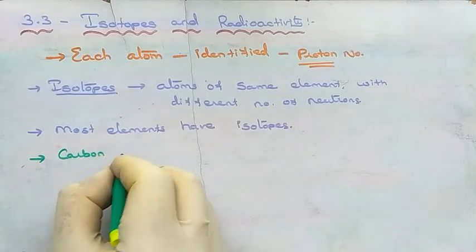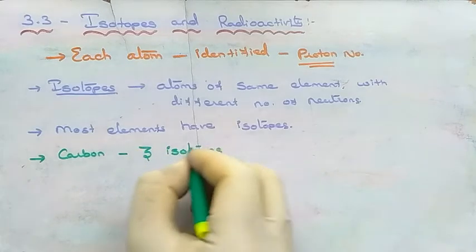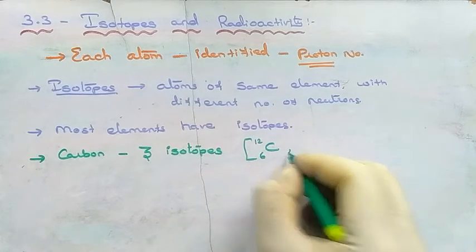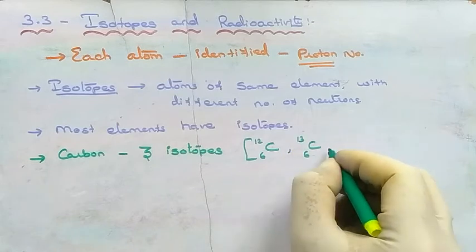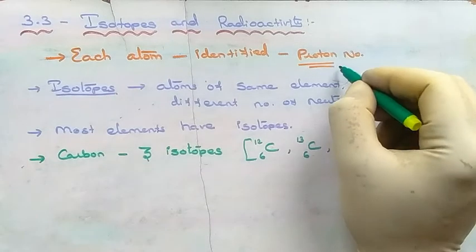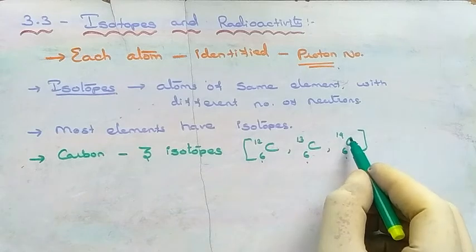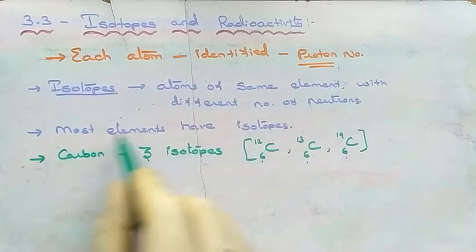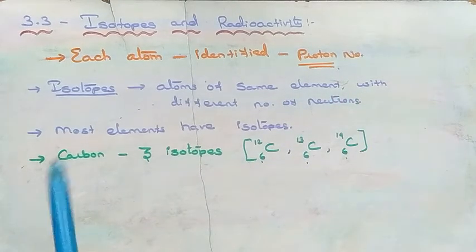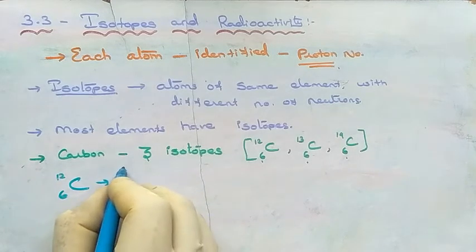For example, carbon has 3 isotopes. They are carbon 12, carbon 13 and carbon 14. As we know already, proton number is the identity of each and every element, and here you can see that in these 3 carbon isotopes the proton number is 6, whereas the nucleon number is different from each other. Let's see elaborately the number of protons and neutrons in these 3 carbon isotopes.